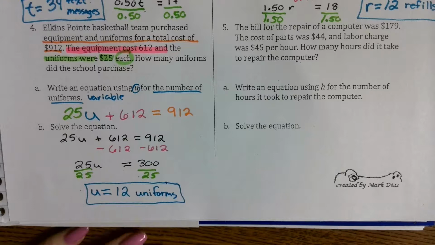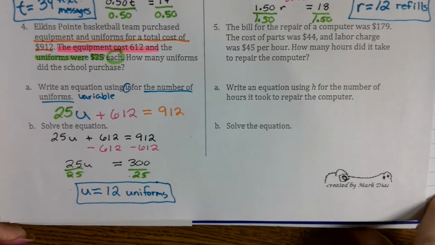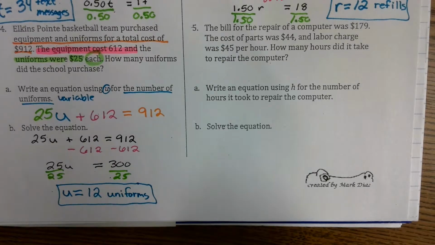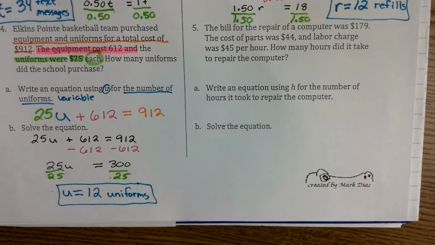Try number 5 on your own right now. Don't talk through it. Just try it out. Let's see if you can get what I get. Identify your coefficient. Identify your constant. What does it all equal? Then solve.